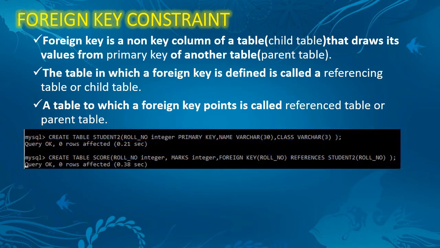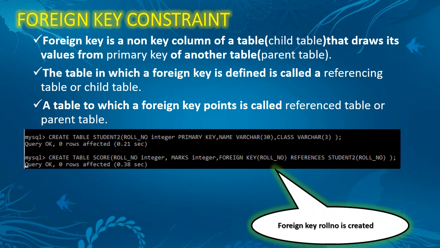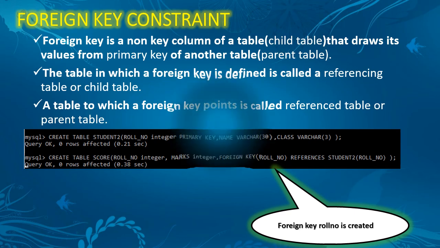See here, two tables are created, student 2 and score. Student 2 is the parent table and score is the child table, because here we are creating the roll number in the score table. It refers to the parent table's roll number column, and the roll number of the parent table must be a primary key. So the foreign key roll number references the table student 2 roll number. So it's a common column between the two tables. The foreign key of this score table is the primary key of the parent table.